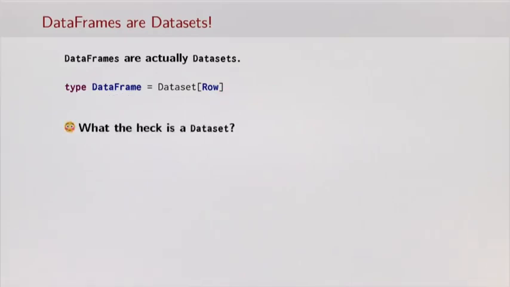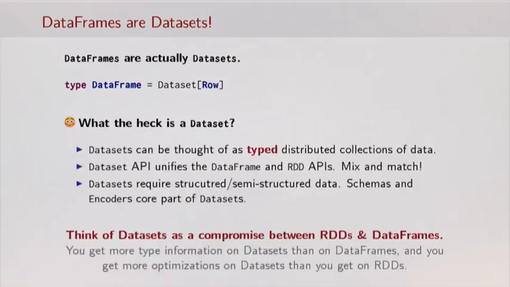But okay, what the heck is a dataset then? Well, a dataset can be thought of as a typed distributed collection of data, kind of in the same way that we think about an RDD. It's a typed distributed collection of data. However, datasets have a little bit more than RDDs. So the Dataset API actually unifies the data frame API with the RDD API.